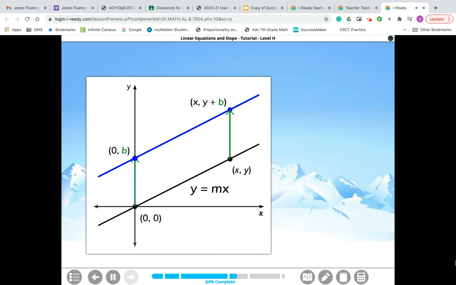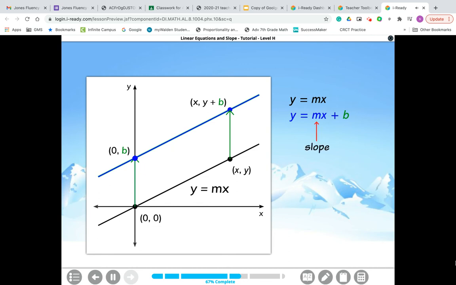So this point is x, y plus b. So basically, every y value will increase by b. Exactly. And since the y value is equal to mx, we can represent this by adding b to the mx. So, when a line doesn't go through the origin, the equation will look like y equals mx plus b.